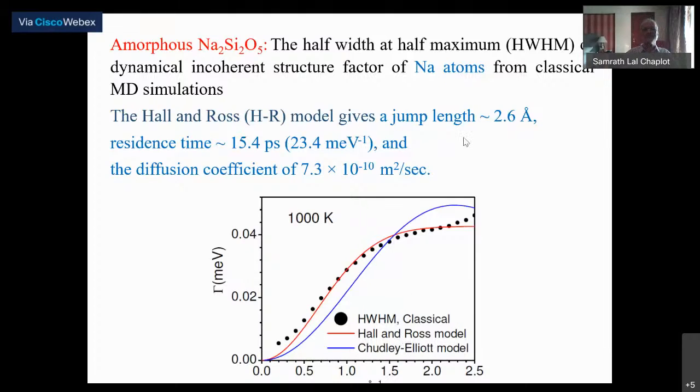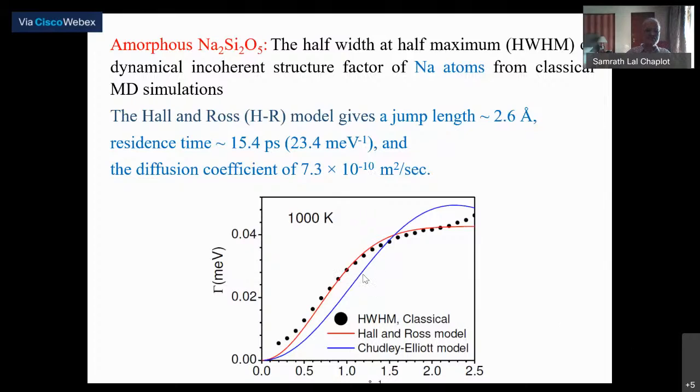However, this jump length is still related to the typical first neighbor distance between two sodium atoms, which is of the same order. And the residence time is again of this order, about 15 picoseconds, and you get a diffusion coefficient.